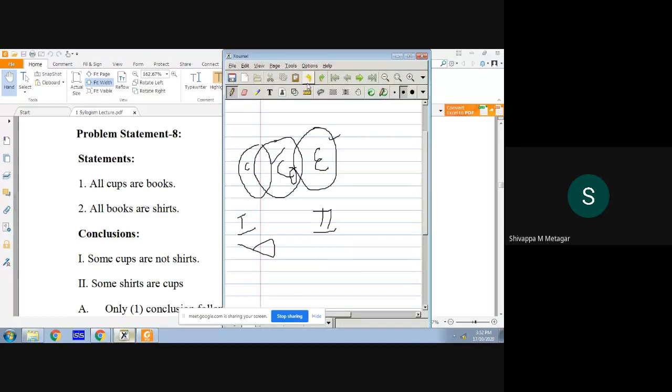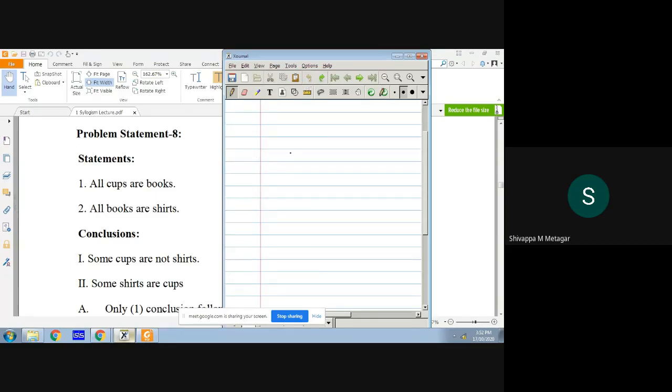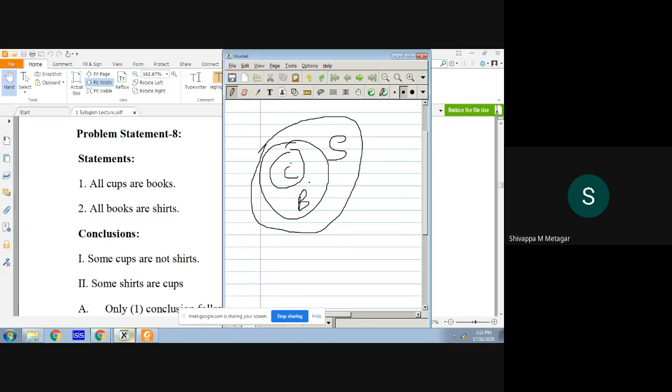Next statement they have given. What is the next statement? All cups are books and all books are shirts. What is that? All cups are books. These are cups and books. And all books are shirts. Okay. All cups are books. All books are shirts. Come to the conclusion. Some cups are not shirts.